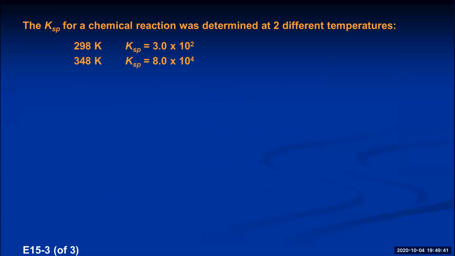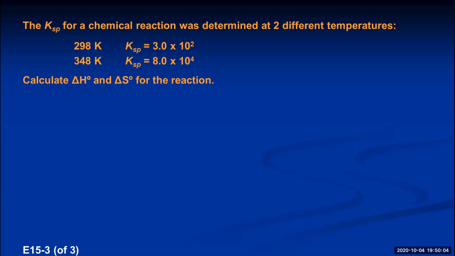That's going to allow us now, and let me give you the data, let's say at 298, the KSP was calculated to be 3.0 times 10 to the second, and at 348, it was calculated to be 8.0 times 10 to the fourth. If we want to calculate the standard enthalpy change and the standard entropy change for the reaction, we can now do this graphically. But we first have to calculate the standard free energy changes.